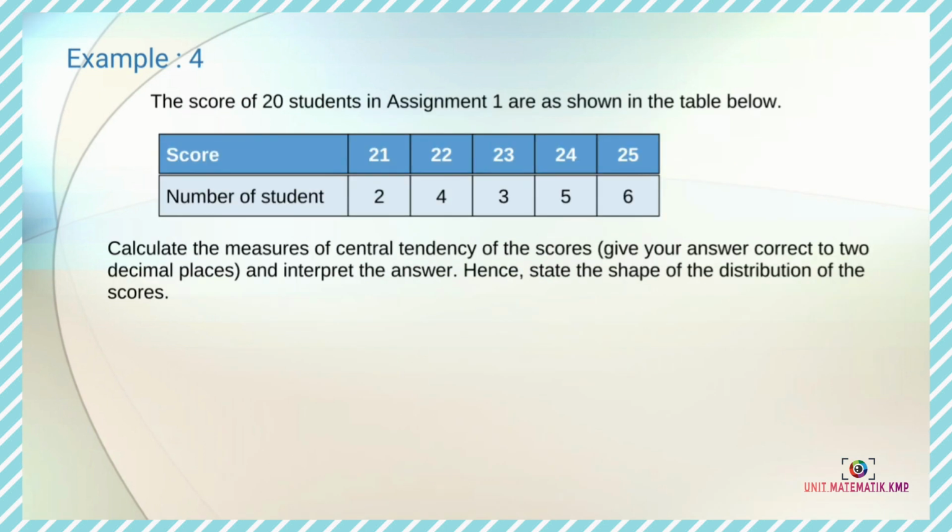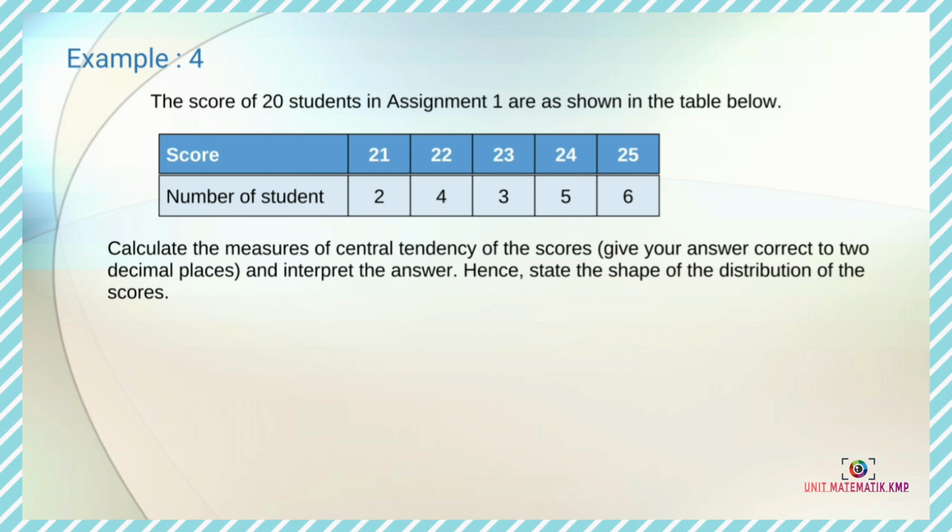Let us look at example 4. The score of 20 students in assignment 1 are as shown in the table below. Calculate the measures of central tendency of the scores. Give your answer correct to 2 decimal places and interpret the answer. Hence, state the shape of the distribution of the scores.